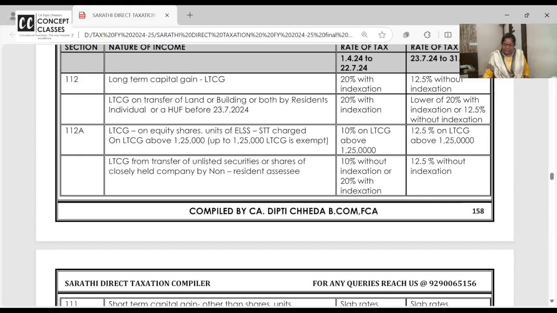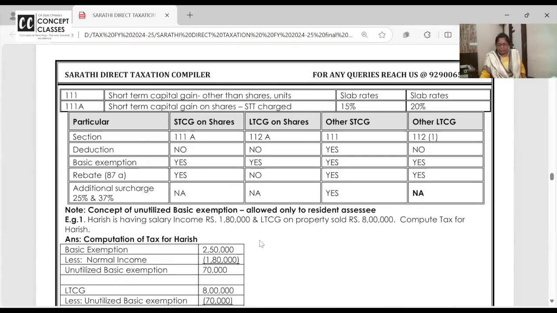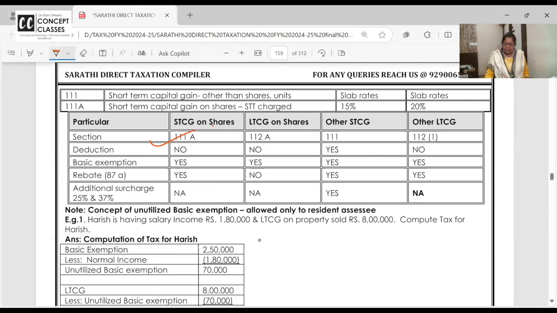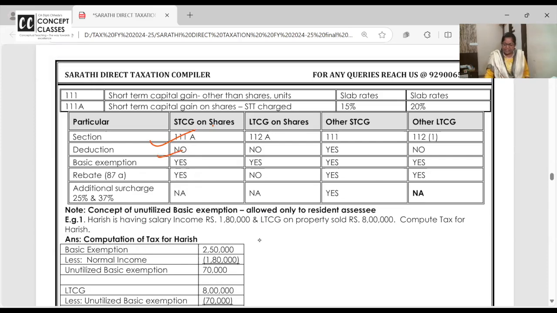We are doing the questions and solving, sharing the material also. Here we go. This is all I made you write again so that you learn. One more table I have prepared. Short-term capital gain on shares, Section 111A. Deductions are not allowed. Chapter 6A deduction, not allowed; basic exemption, yes; rebate, the 87A rebate you will definitely get. And for this, the highest surcharge rate is 15%; 25% and 37% is not applicable.